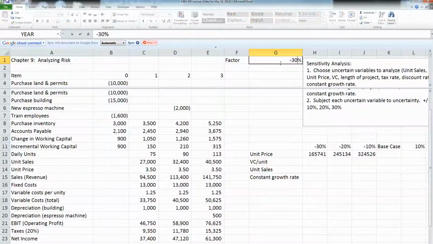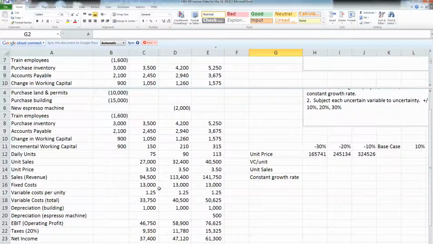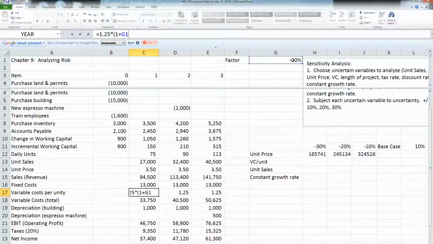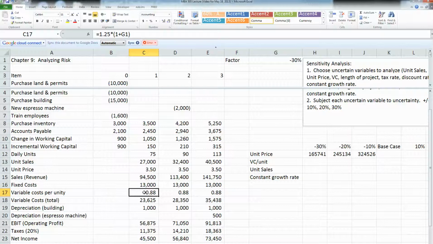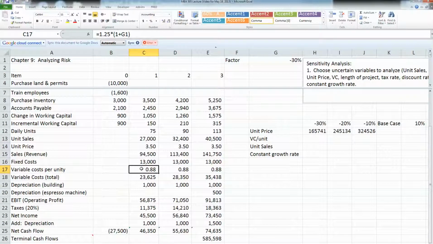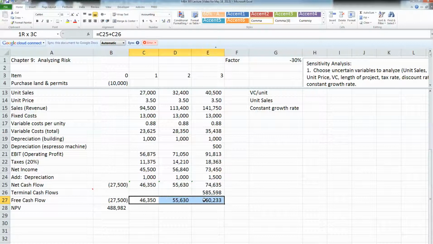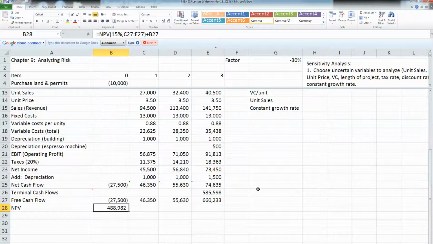I'm going to change this to minus 30% and link it to my variable cost in the first year. So I set it equal to $1.25 times 1 plus that factor that I have up here. So if variable costs are 30% less, they wouldn't be $1.25, they'd be 88 cents a unit. And it's a cost, so that means my inflows will rise since the cost has decreased, and my net present value will go up.